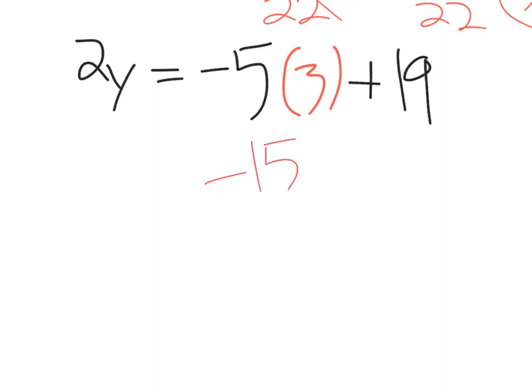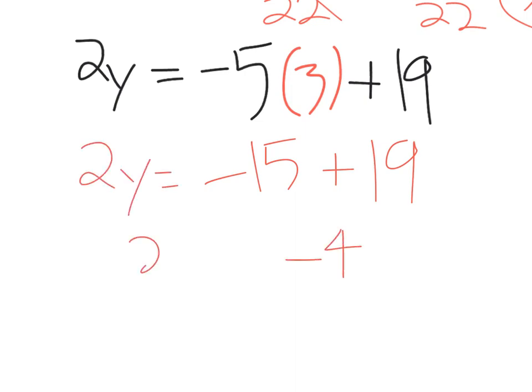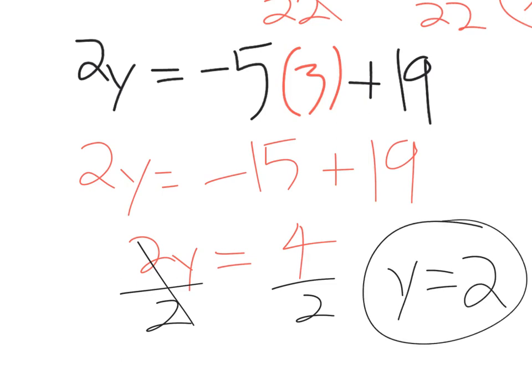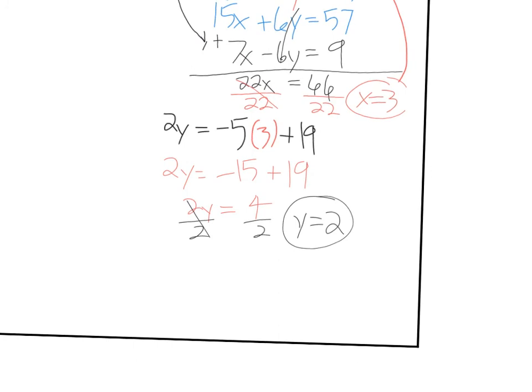This makes negative 15 plus 19, and then that makes negative 4. So I'll bring down the 2y. So if 2y equals negative 4, oh, it's positive 4, what am I saying? Negative 15 plus 19, 19 is bigger than 15, so it would be a positive number. So I'll divide by 2. 2y means 2 times y, so the opposite of that would be to divide, and y equals positive 2. So I have my final two answers. I'll rewrite it as an ordered pair, 3, 2 for x, y.